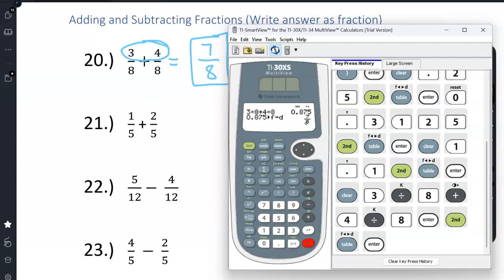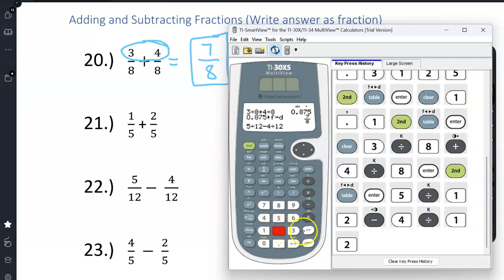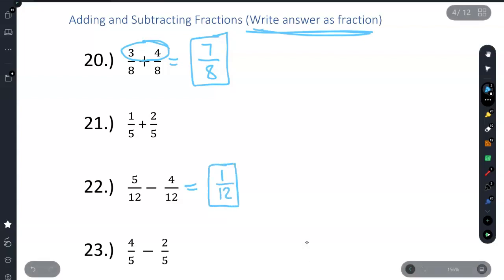So I'm going to jump down to 22, which is 5/12 minus 4/12, and I can do this one in my head pretty easy because I had a common denominator. 5 minus 4 is going to give me 1/12. It shows up as a decimal as 0.0833333, but when I convert this to a fraction, I should get 1/12. So that one would have been a lot easier for me to just do in my head than to try to do it by the calculator.